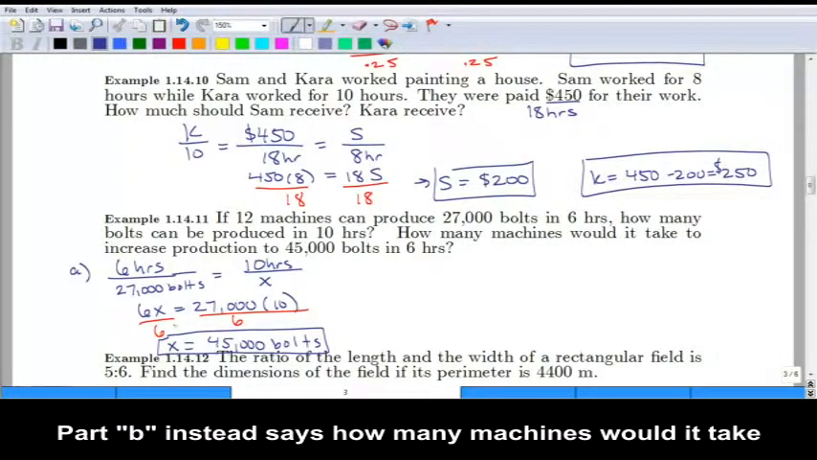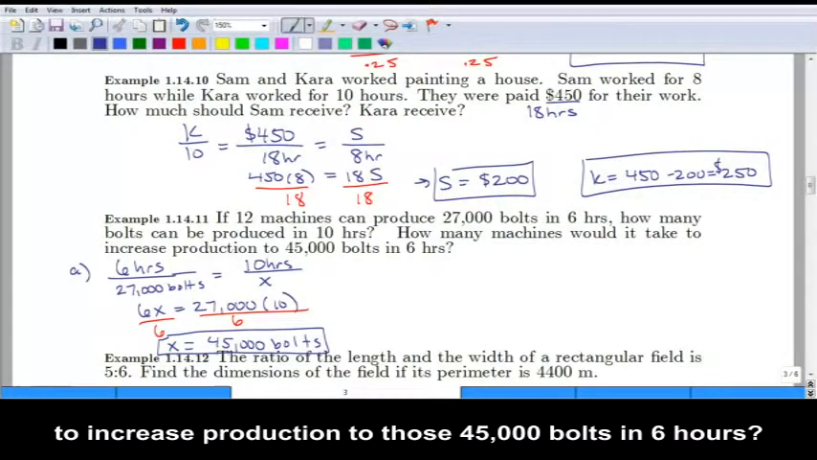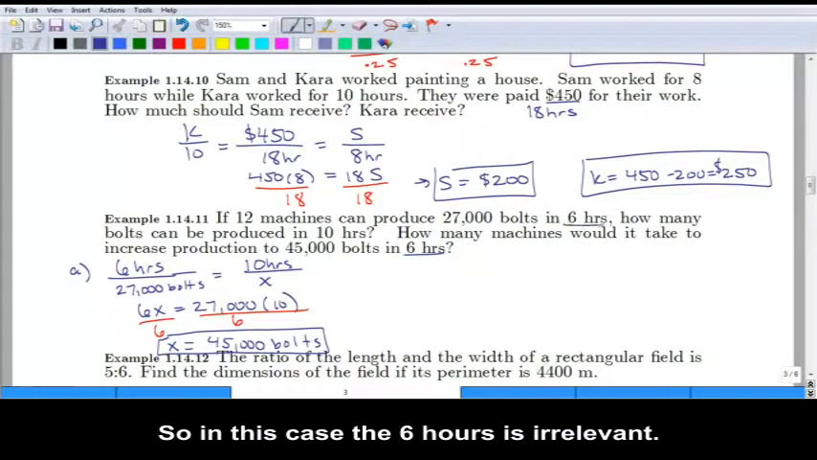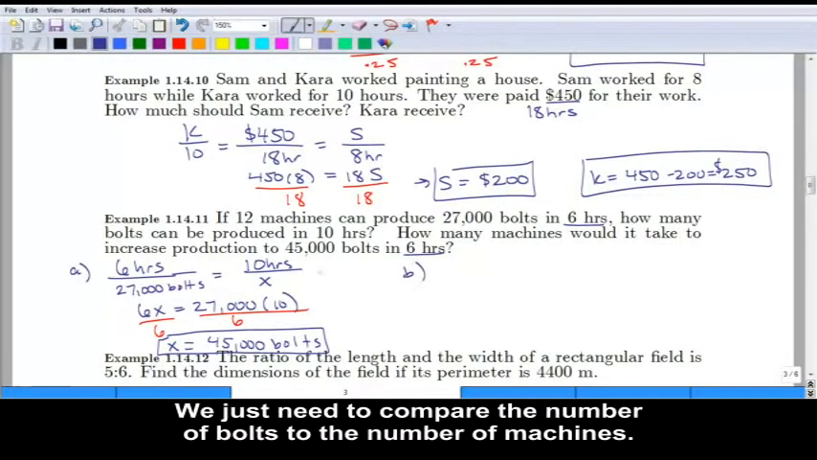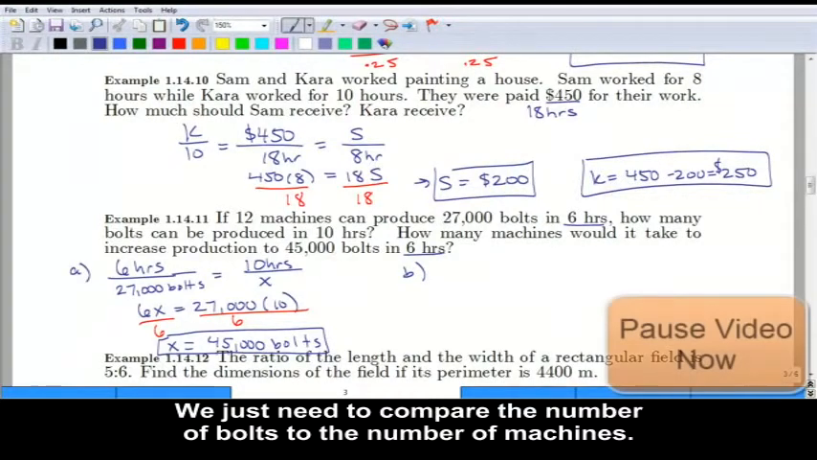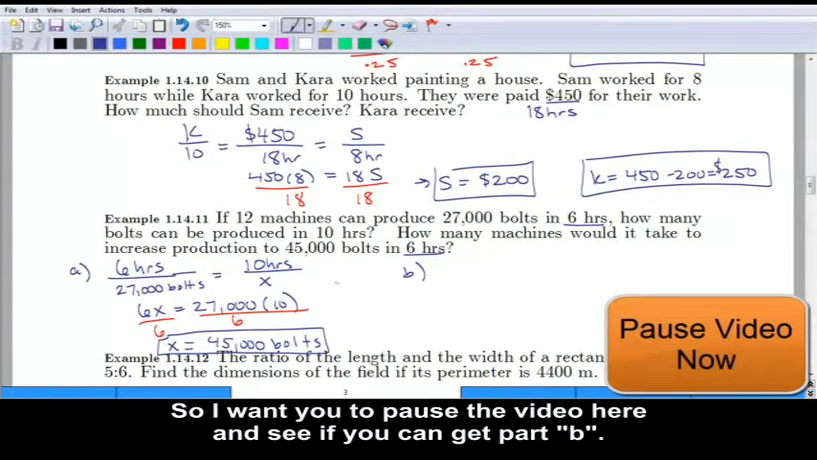Part B instead says, how many machines would it take to increase production to those 45,000 bolts in 6 hours? So in this case, the 6 hours is irrelevant. We just need to compare the number of bolts to the number of machines. So I want you to pause the video here and see if you can get part B.